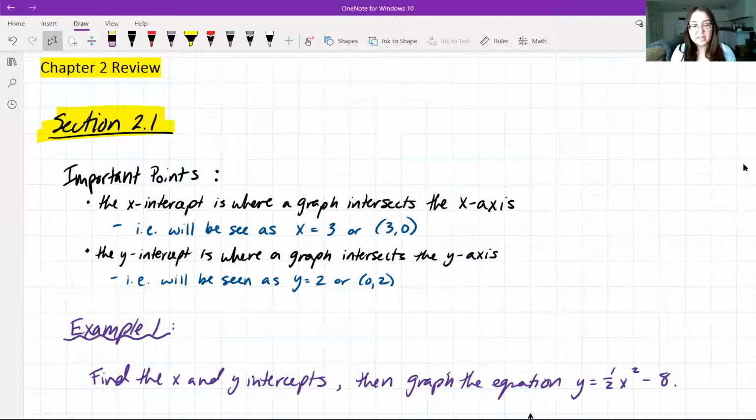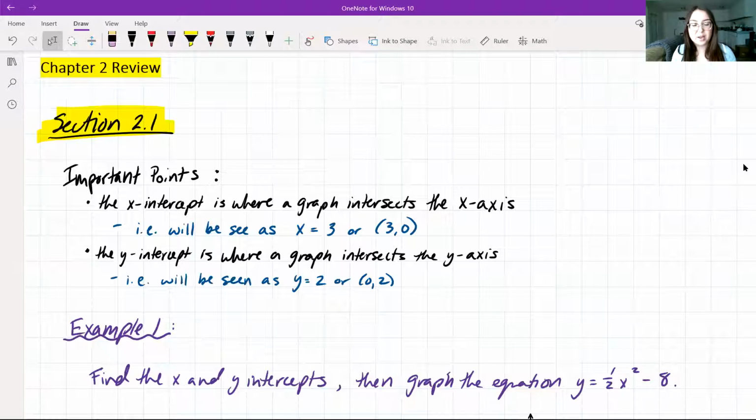All right, so starting with section 1, the important points of section 2.1 here was that the x-intercept is where a graph intersects the x-axis. So an example, this will be seen as x equals 3 or (3, 0). So if on your test it gives you a suggestion where it says x equals and then there's a box, you'll just fill in whatever number it is. So you would say like 3, 5, any number. But technically the way that we would write an x-intercept would be (3, 0), since that means that our x-coordinate is 3 and our y-coordinate is 0.